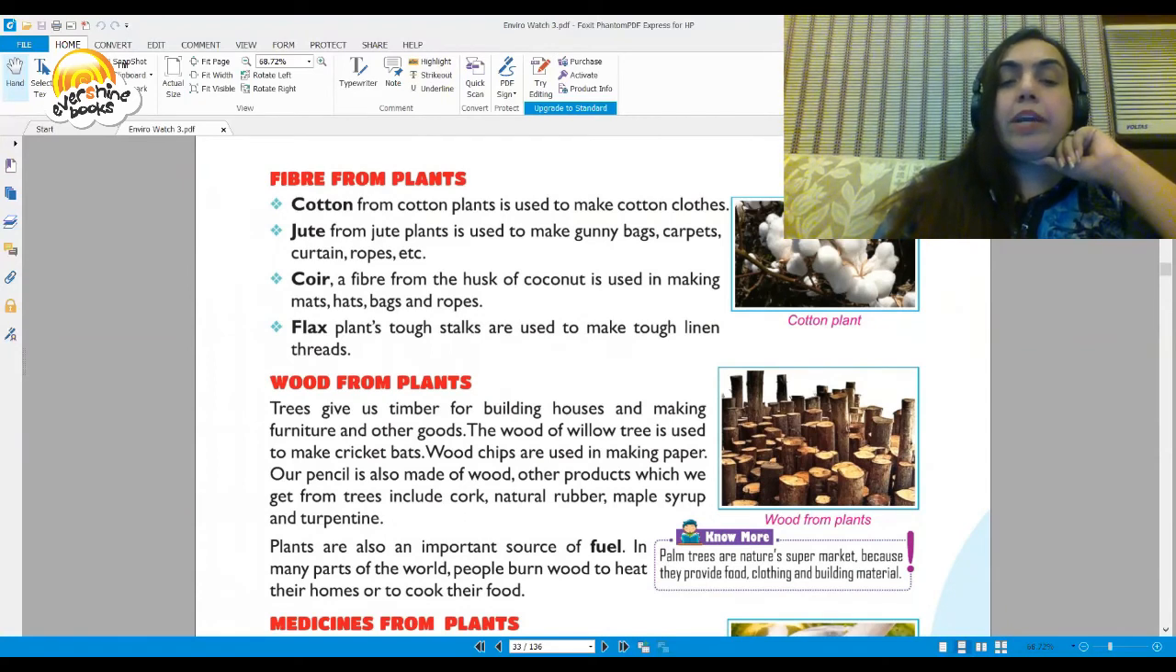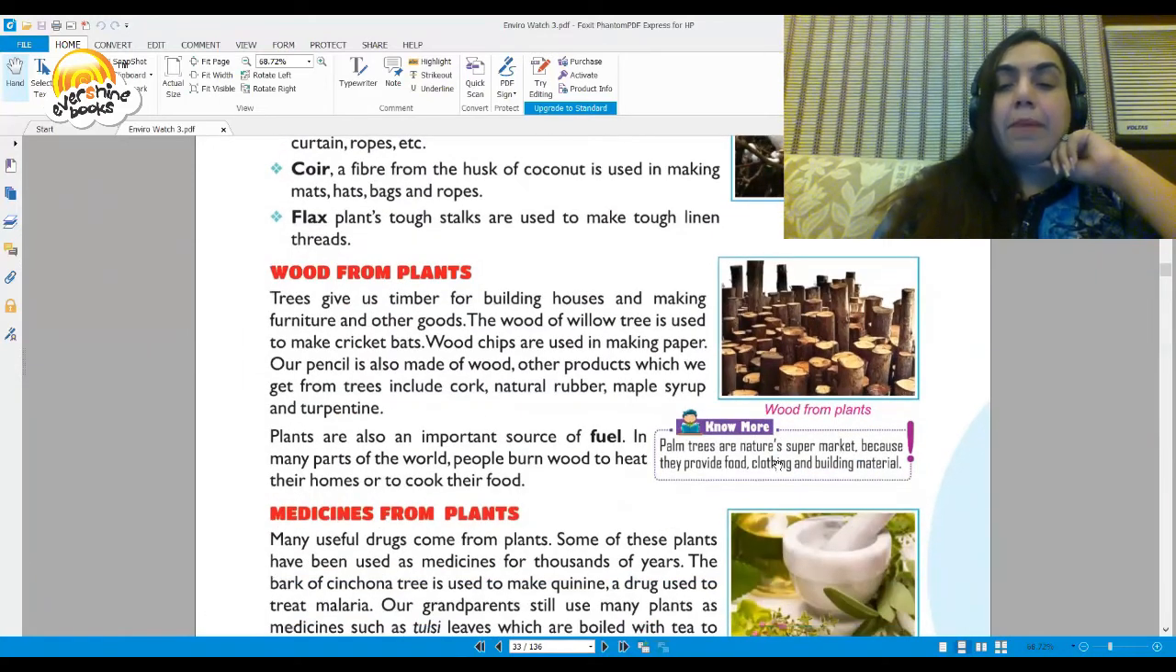Other products which we get from trees include cork, natural rubber, maple syrup, and turpentine. See this interesting fact here. Palm trees are nature's supermarket because they provide food, clothing, and building material.